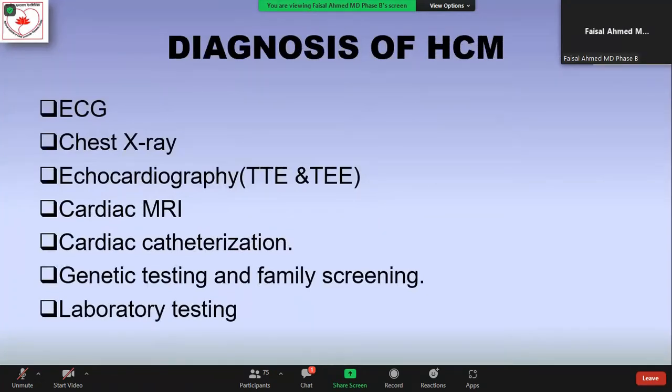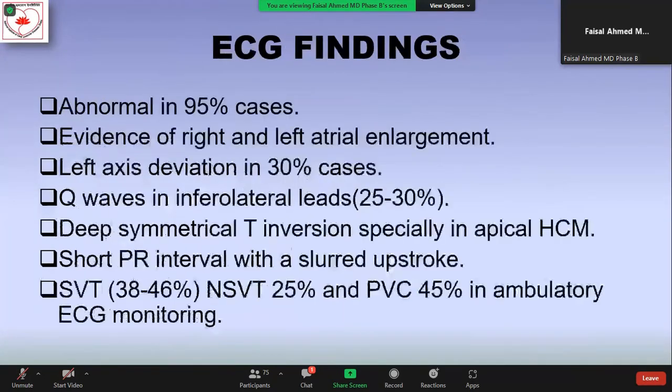So to diagnose HCM, we should use the tools of ECG, chest X-ray, echocardiography, cardiac MRI, cardiac catheterization, sometimes genetic testing and laboratory testing. In almost 95% of the cases, the ECG is found to be normal.